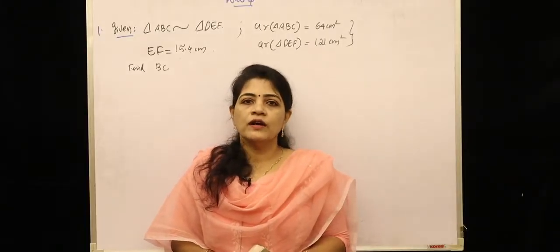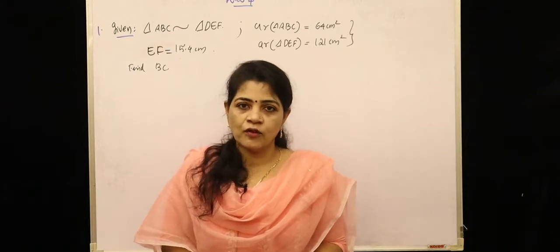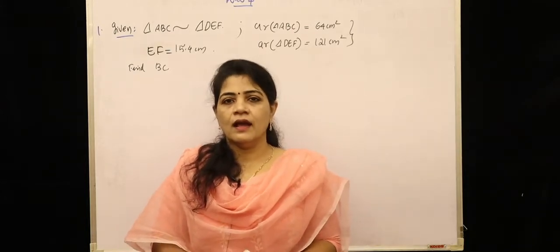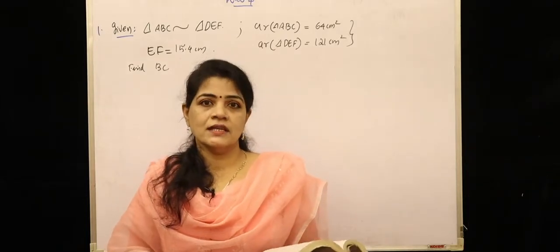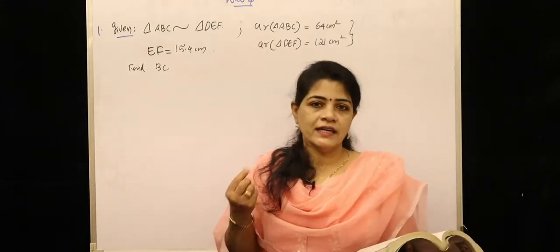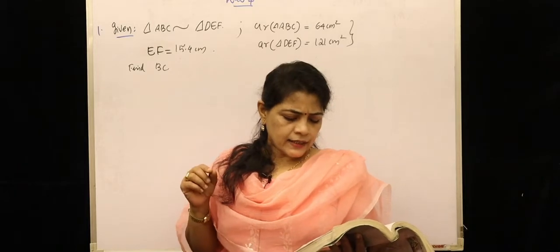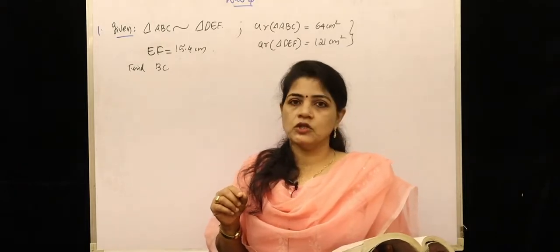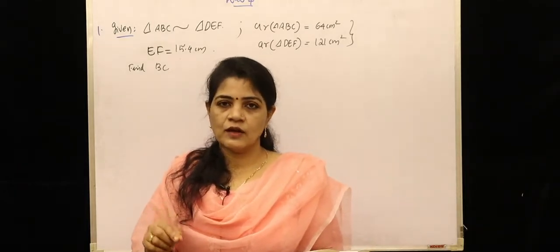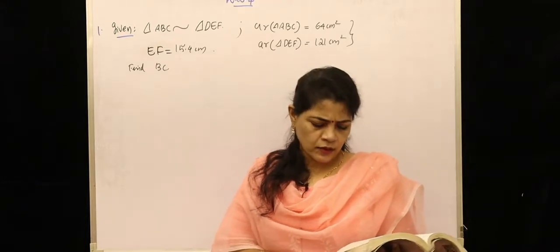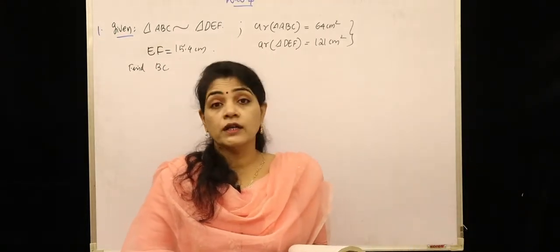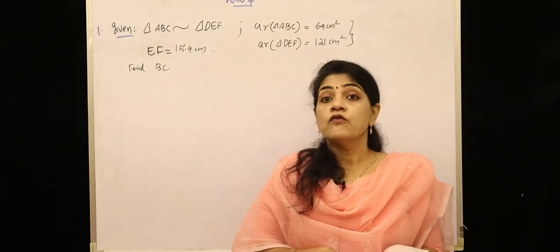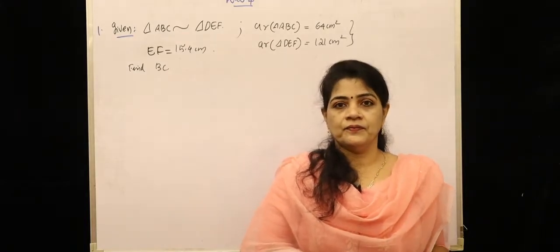In this video, we are solving exercise 6.4 problem number 1. Here it is given: let triangle ABC be similar to triangle DEF, and their areas be respectively 64 cm square and 121 cm square. If EF is equal to 15.4 cm, find BC.